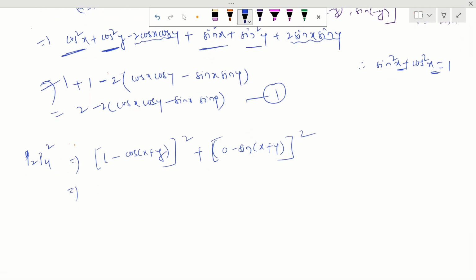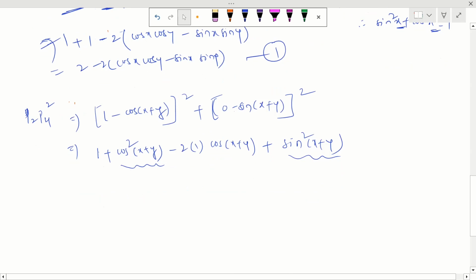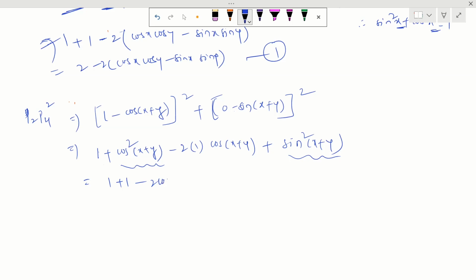Now this is the formula for (a minus b) whole squared, right? So (a minus b) squared is a squared plus b squared minus 2ab. So we get cos squared of (x plus y) minus 2 cos (x plus y). Now 0 minus sin squared is plus sin squared of (x plus y). Here cos squared (x plus y) plus sin squared (x plus y) is 1, so 1 plus 1, and here the minus 2 cos (x plus y) remains.